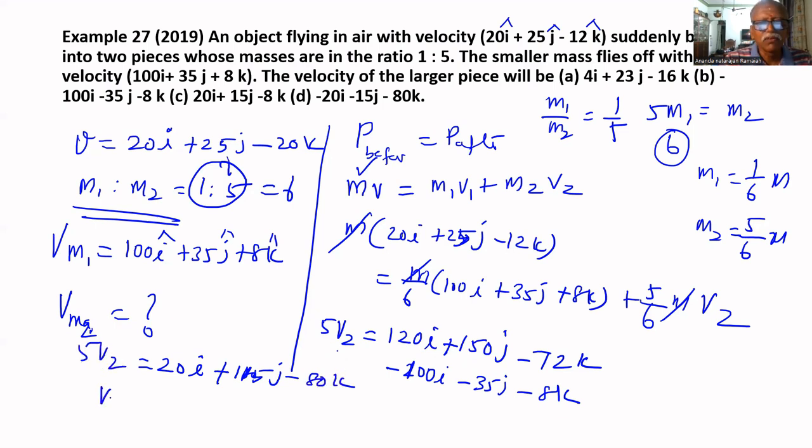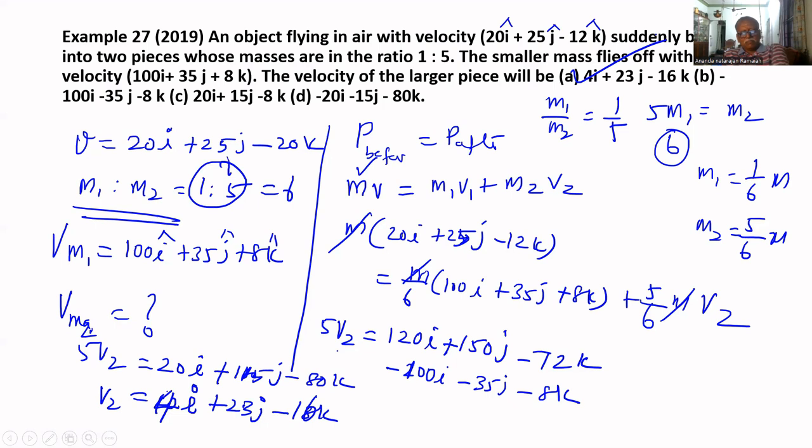5v2. Therefore, v2 equal to 4i. If you divide this by 5, 23j, and 16k. 4i plus 23j minus 16k. Where is the answer? Yes, A is the answer.